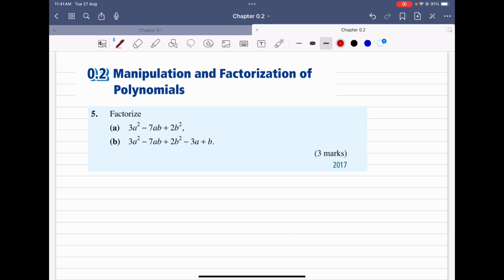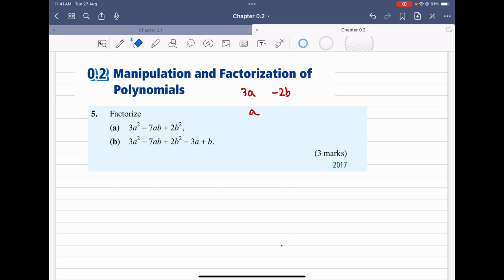Next, this one, you can see there is 3 and 2 here. They are not square numbers. So you have to use the cross method. So 3a squared, you know that it should be 3a times a. And when you see that this is a minus 7, it's a minus sign. So that means for 2b squared, you cannot have both of them being positive. It should be both of them are negative. So maybe minus 2b and then minus b.